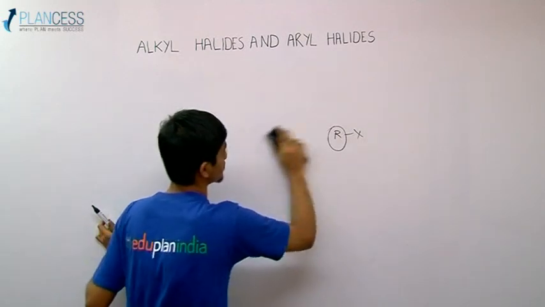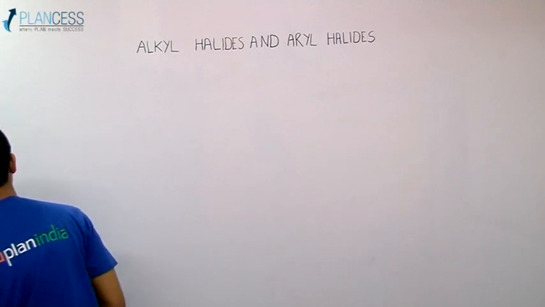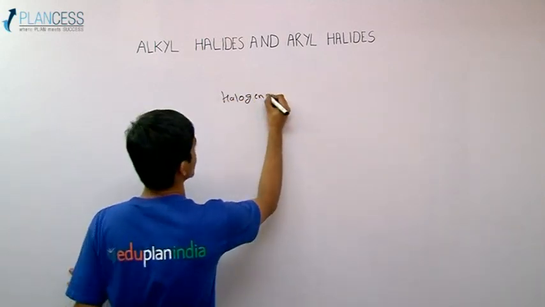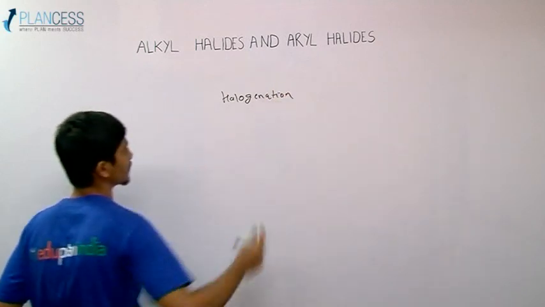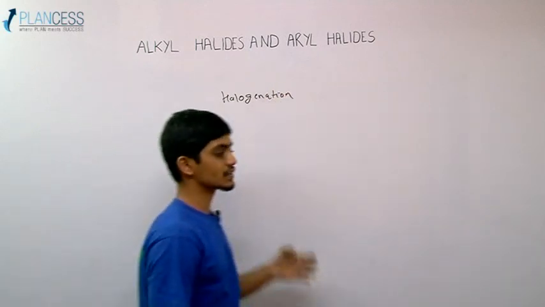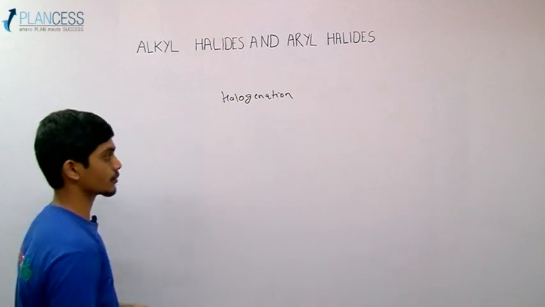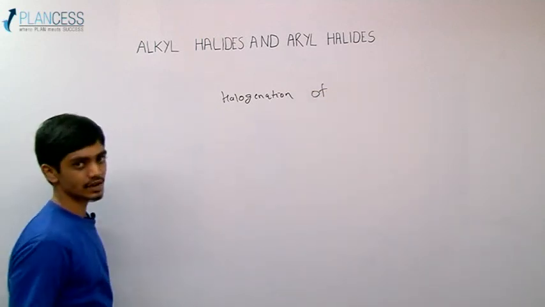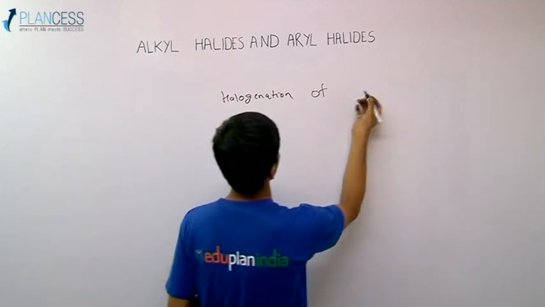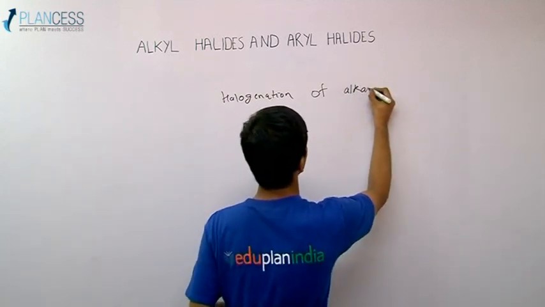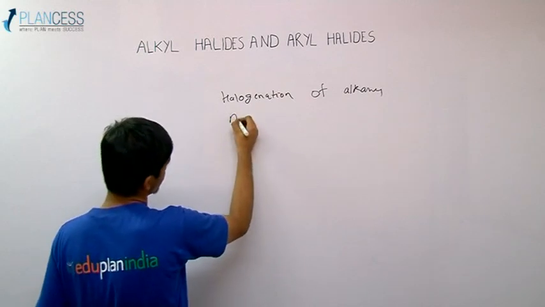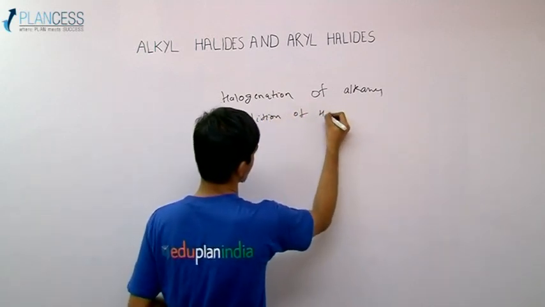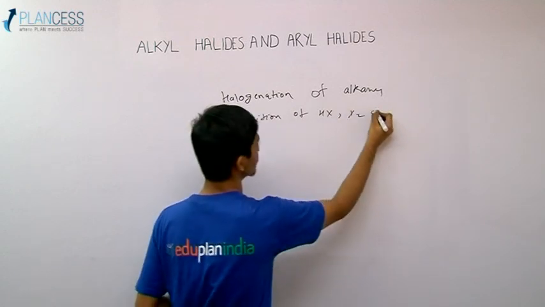Now the next preparation method is from alkanes, that we have already seen, that is halogenation of alkanes. I won't discuss it again. If you want, you can just pause the lecture and see the topic on the chemical properties of alkanes, or better than that, just refer to NCERT or any standard textbook. So halogenation of alkanes, we have addition reaction of HX and X2 on alkenes.